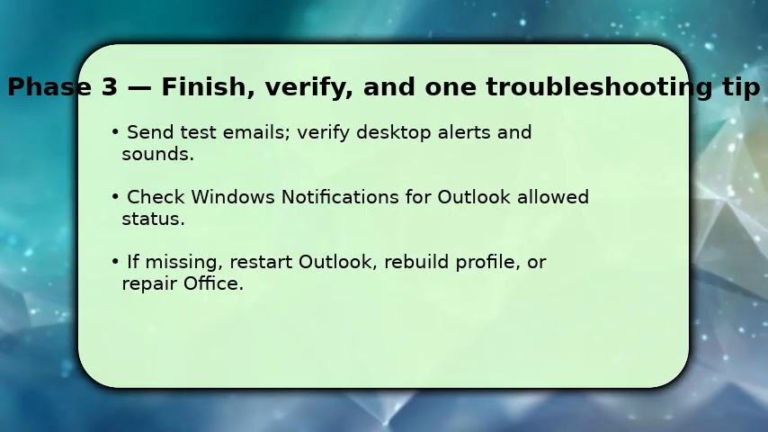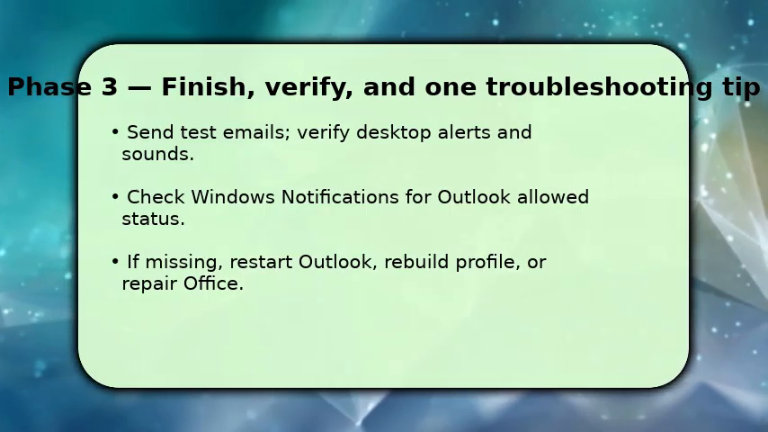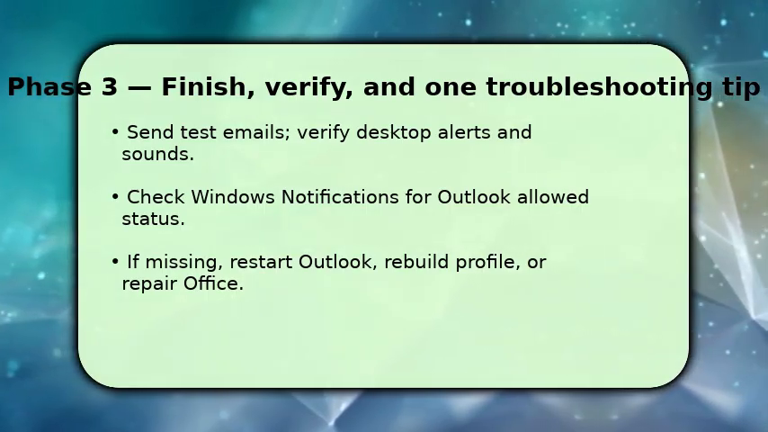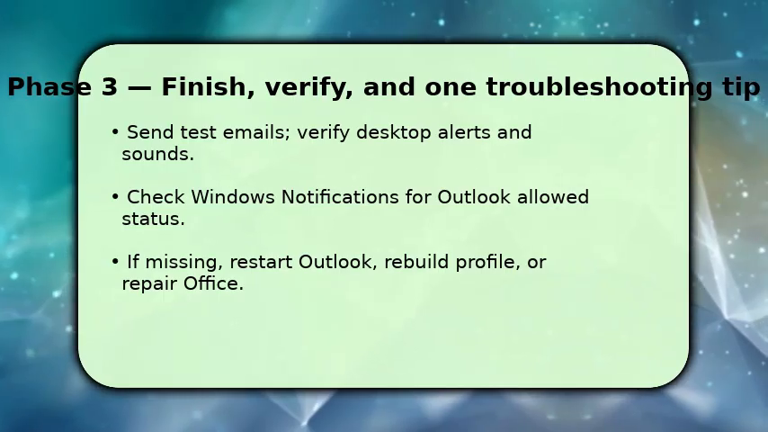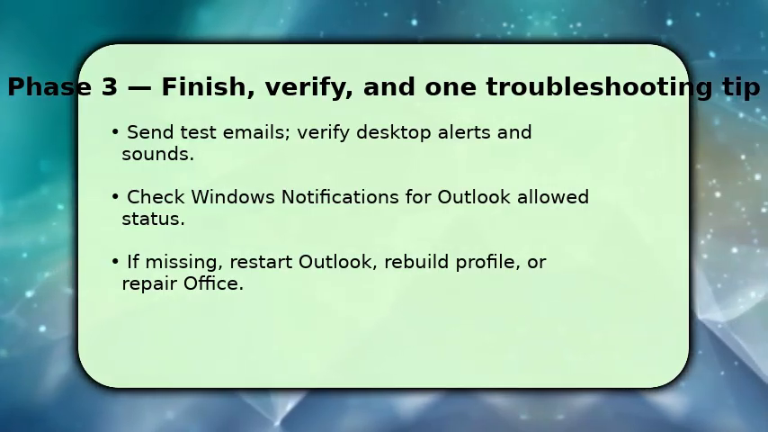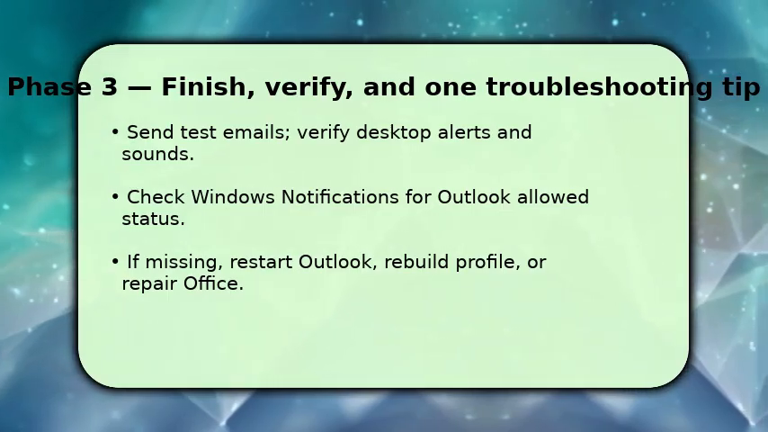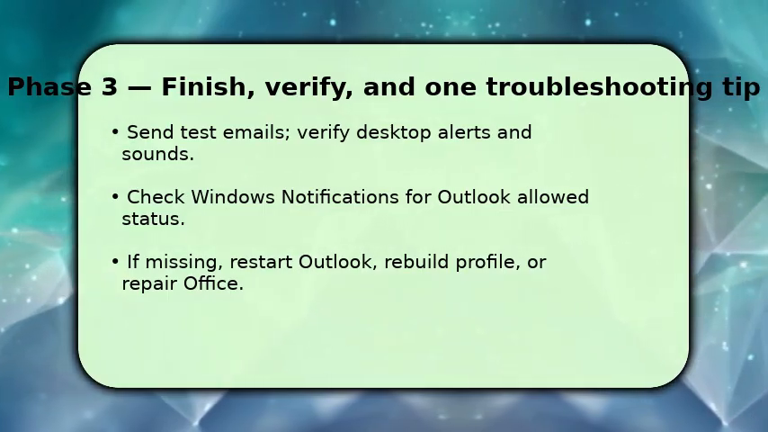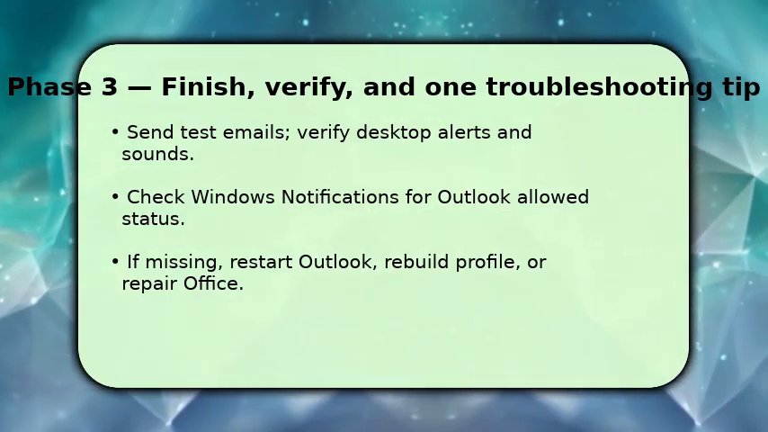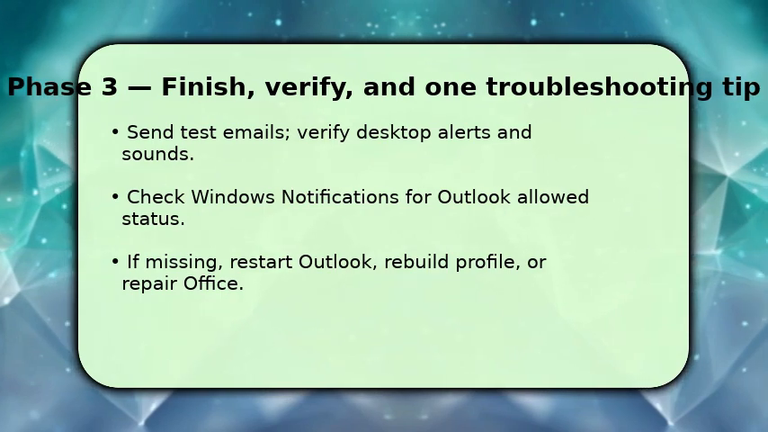Once done, restart Outlook. If problems persist, rebuild your Outlook profile or run Office Quick Repair. One key troubleshooting tip: if alerts still fail, disable Focus Assist, and sign out, then back into Windows. This often clears stuck notification permissions and restores pop-up behavior.